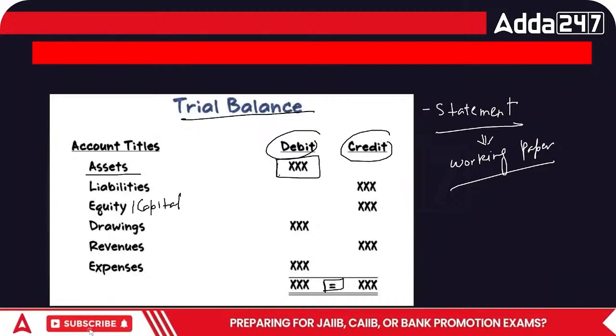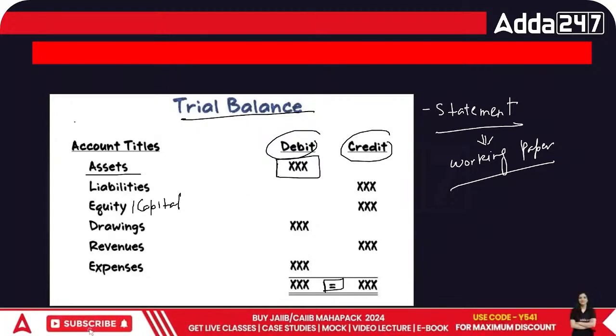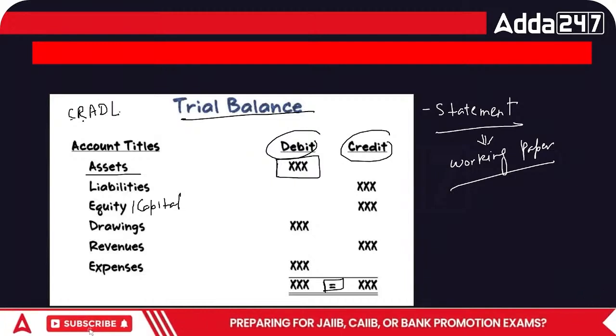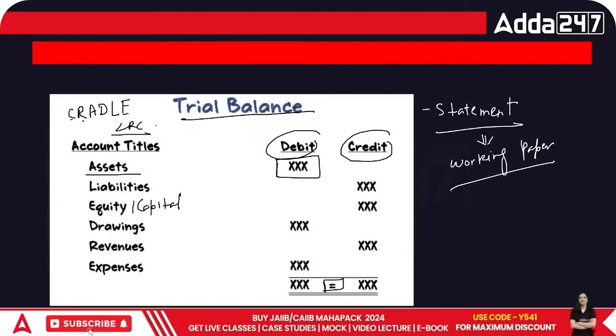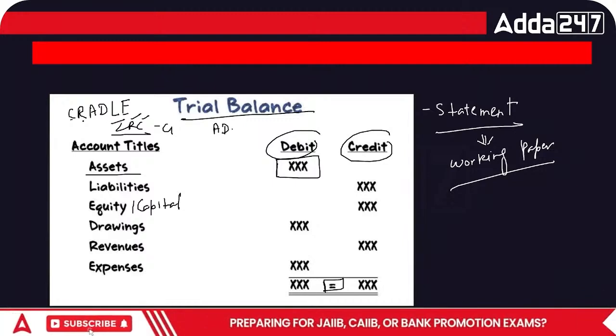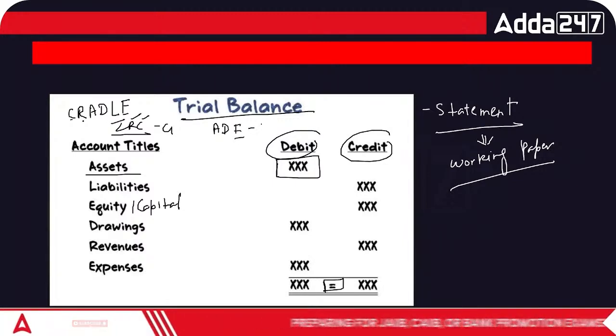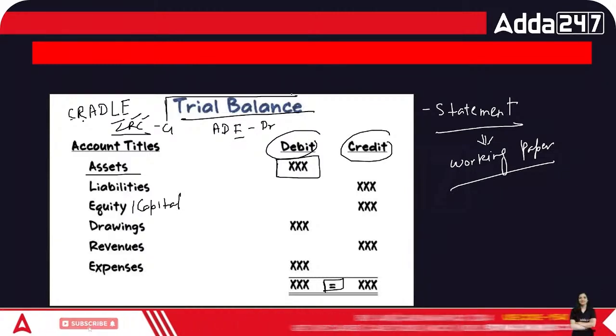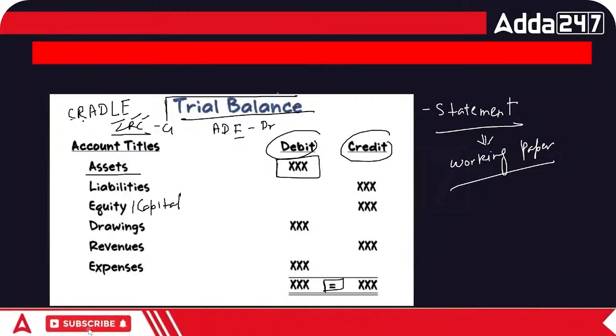In accounting, one of the basic things is that capital, revenue, and liabilities, LRC, will always be on the credit side. Your capital, your revenue, and the liabilities are on the credit side, while your assets, your drawings, and your expenses are always on the debit side. The same rule would be reflected when you see the trial balance as well.